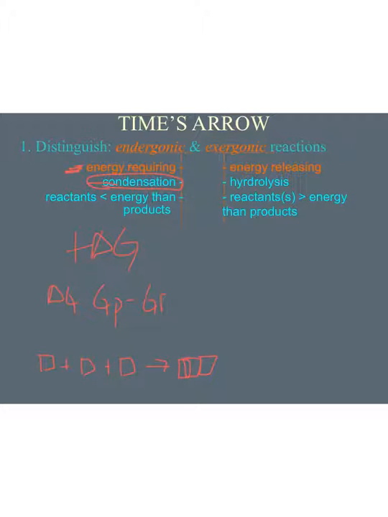The exergonic reactions, remember, these are the ones that are going to have negative delta G's. So the reactants are going to have more energy than the products. These are going to be your energy releasing reactions, or your hydrolysis reactions. So this is when we take those big molecules and we break them apart to make little molecules. So this is breaking things apart. These are your exergonic reactions. So we need to be able to make connections between those types of reactions and whether they are endergonic or exergonic, with their positive delta G's or negative delta G's.